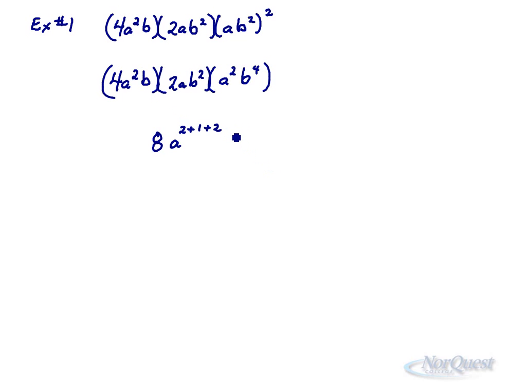And then you have b to the power 1 times b squared times b to the 4th. So I'm showing you an in-between step. I probably won't do this step on the next example. All that you need to remember is that when you multiply same bases, you will add exponents. So this should simplify to being 8, a to the 5, b to the 7.